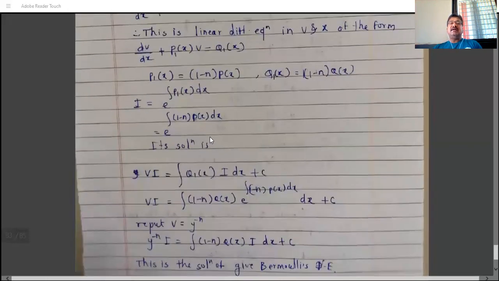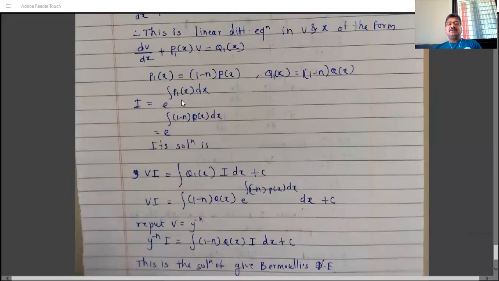So what is the basic idea of the method to solve Bernoulli's differential equation? Convert the Bernoulli's differential equation to a linear differential equation, and then solve it. We know that to solve a linear differential equation, we first find the integrating factor I, which is e raised to integration. Here the notation is P1(x) dx, because this is the linear differential equation.